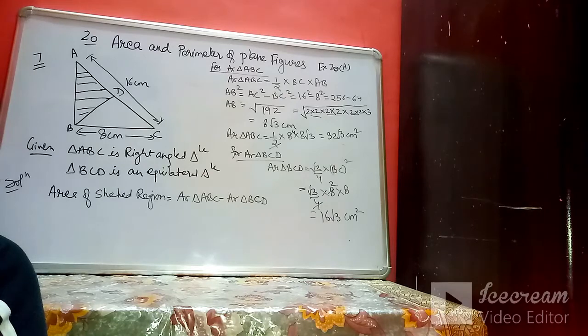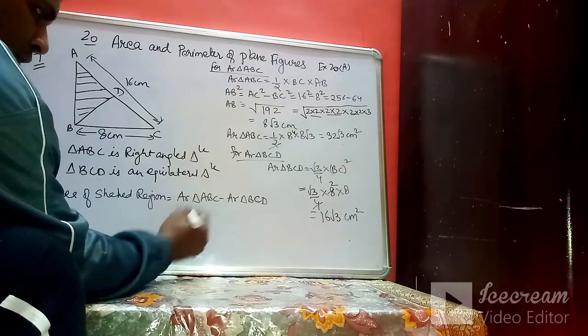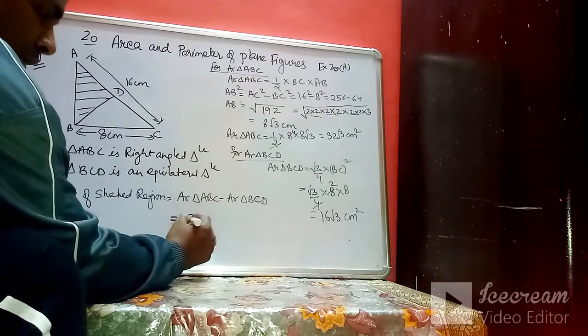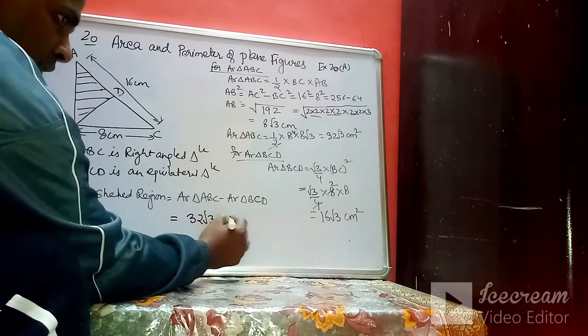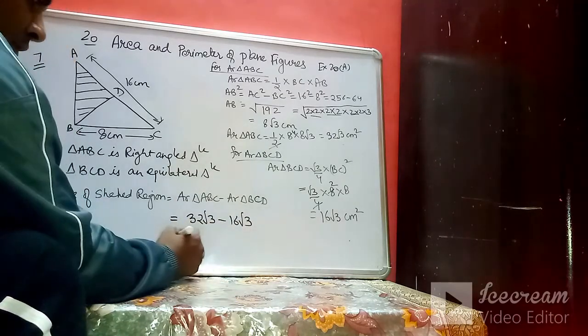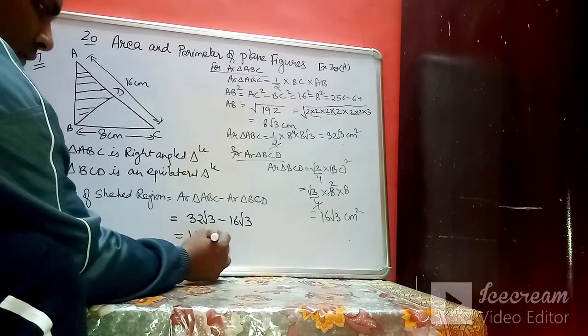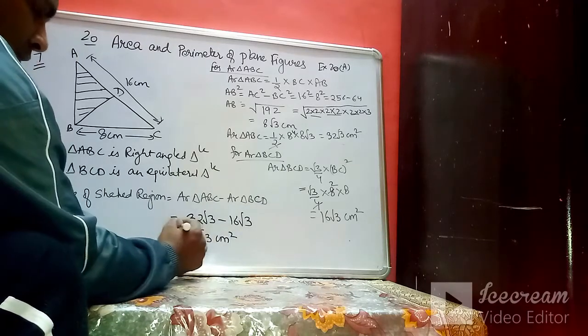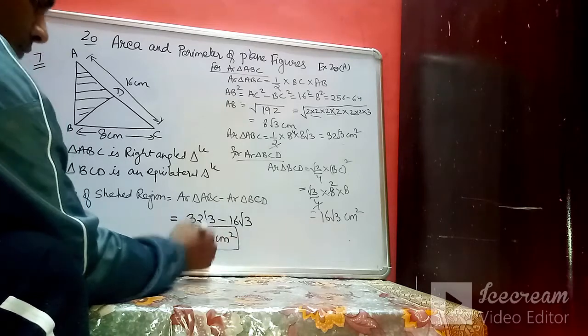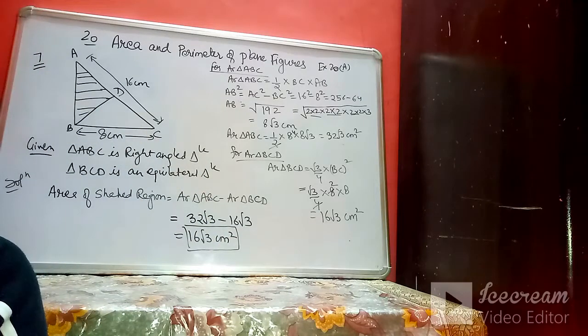So what is our area of shaded region? We will put the values here: 32 root 3 minus 16 root 3, that is 16 root 3 centimeter square. So this is our answer. Okay, so that's it. In the next video, we will discuss the problems from question number 7 onwards. Thank you.